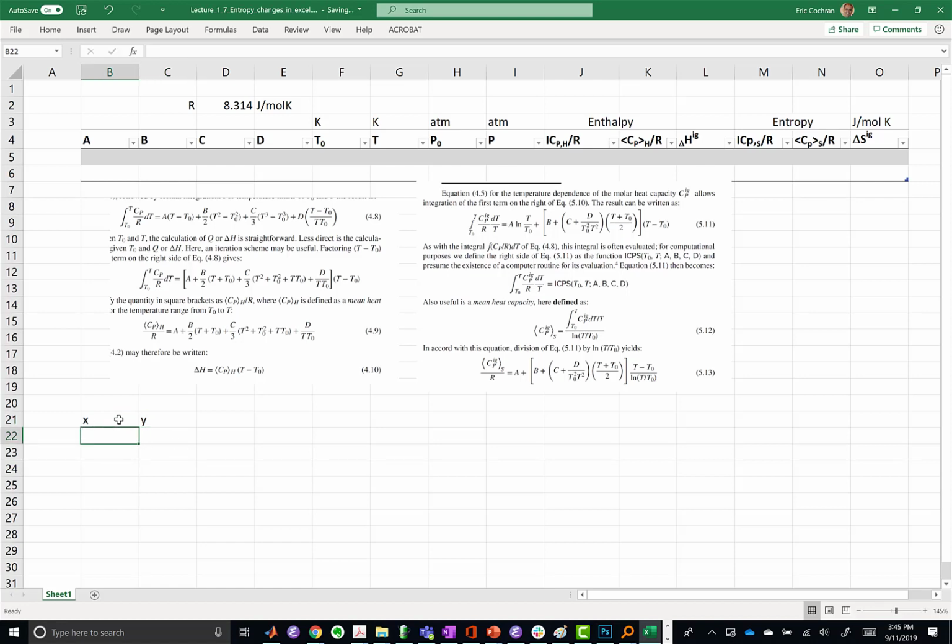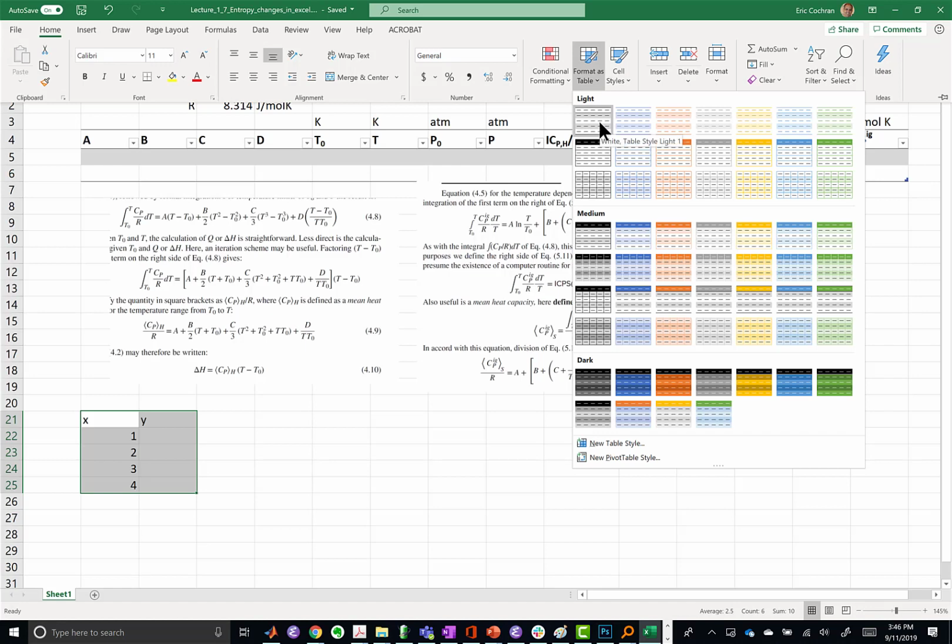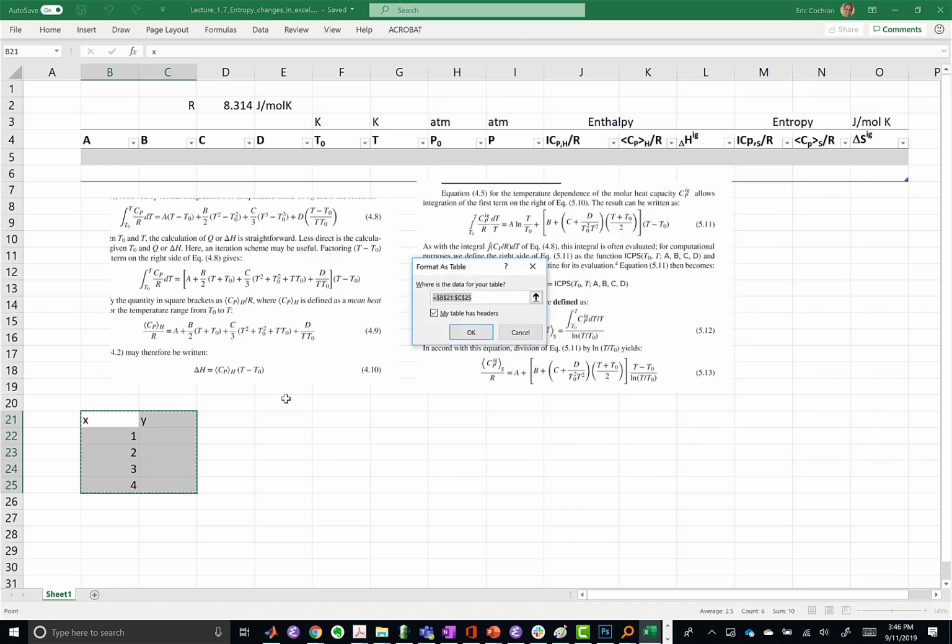I'm going to start with some column headers, X and Y, and some X values. Let's suppose I had an equation Y defined in terms of X, and I wanted to manipulate that in Excel. An easy way to do that is to drag the range where those data are going to live, and then in the Home tab, click Format as Table under Styles, and then pick your favorite formatting scheme.